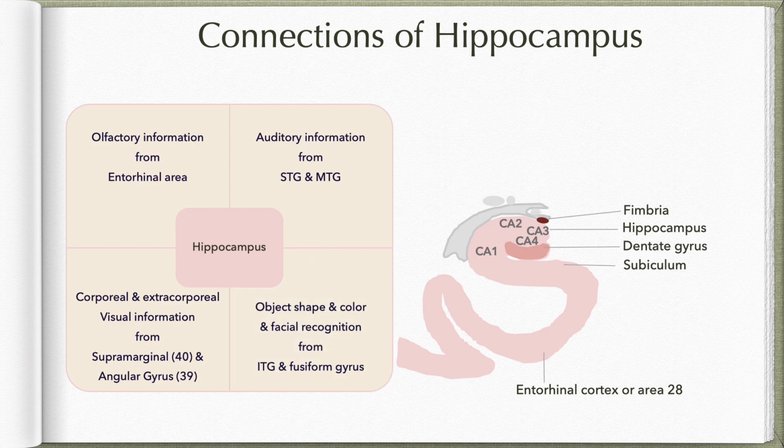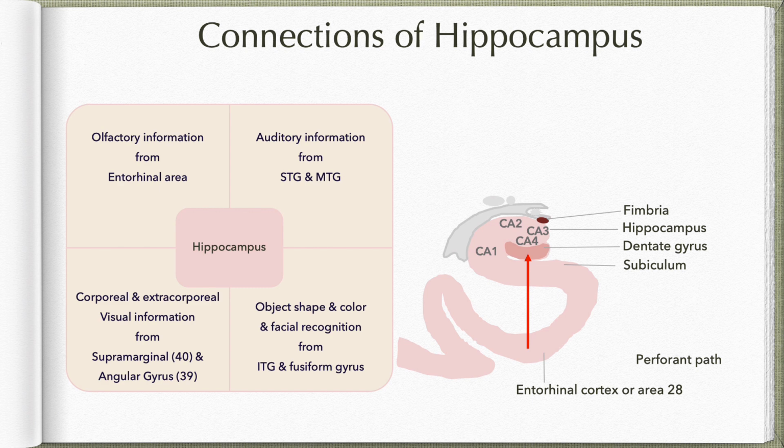And it receives information about object shape and color as well as facial recognition from the inferior temporal gyrus and the fusiform gyrus. So these are basically the various sensory inputs which are reaching the hippocampus, where they are going to be stored as your memory. So what you hear, what you see, or what you smell is getting transferred as your memory. Now coming to how it is getting transferred.